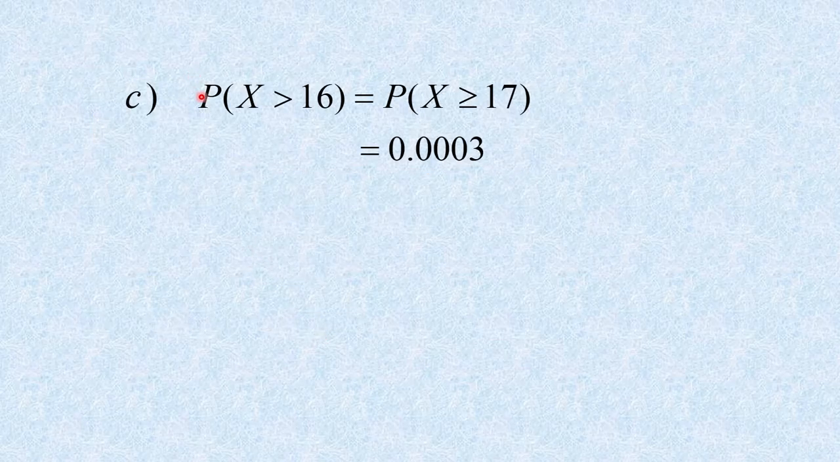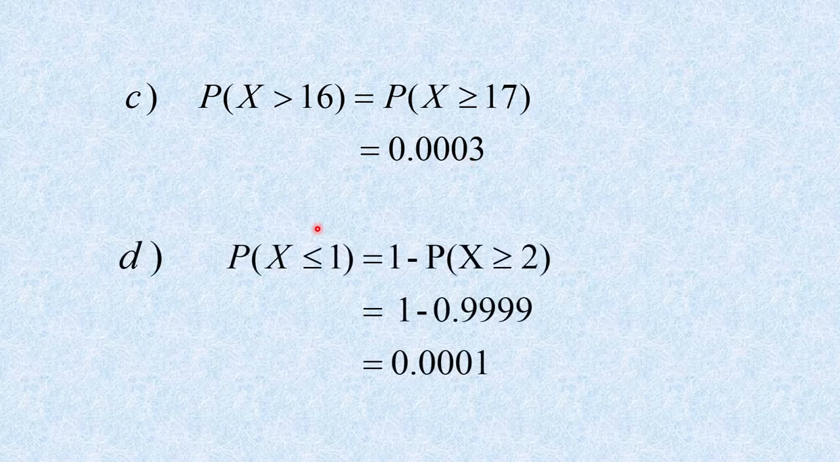What about C? Probability more than 16. So write in terms of symbol, P x more than 16. Please take note that 16 is not included here. So to read the table, you need to change to probability x more than or equal. The next integer after 16 is 17. Then the table will give 0.0003.